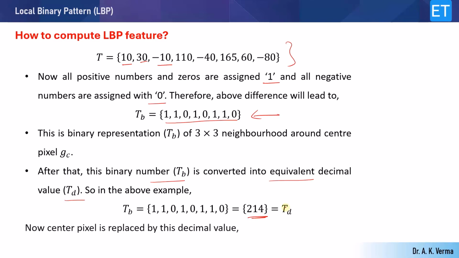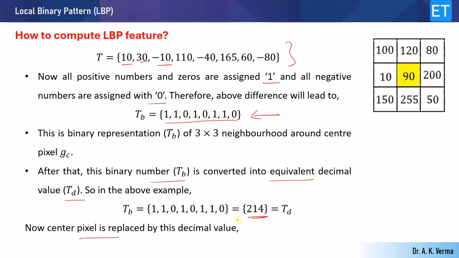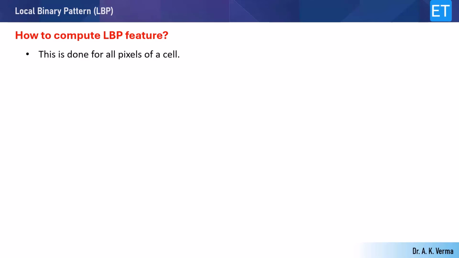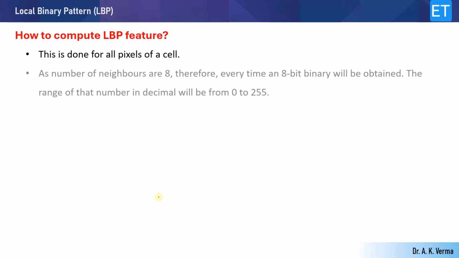So now what I have to do is replace the center pixel value, which was 90, with this new value 214. You can see this in the figure. I considered 90 at the center and I got 214, so I replace 90 with 214. This I have to do for all pixels in a selected cell. Okay, so this is done for all pixels of a cell.